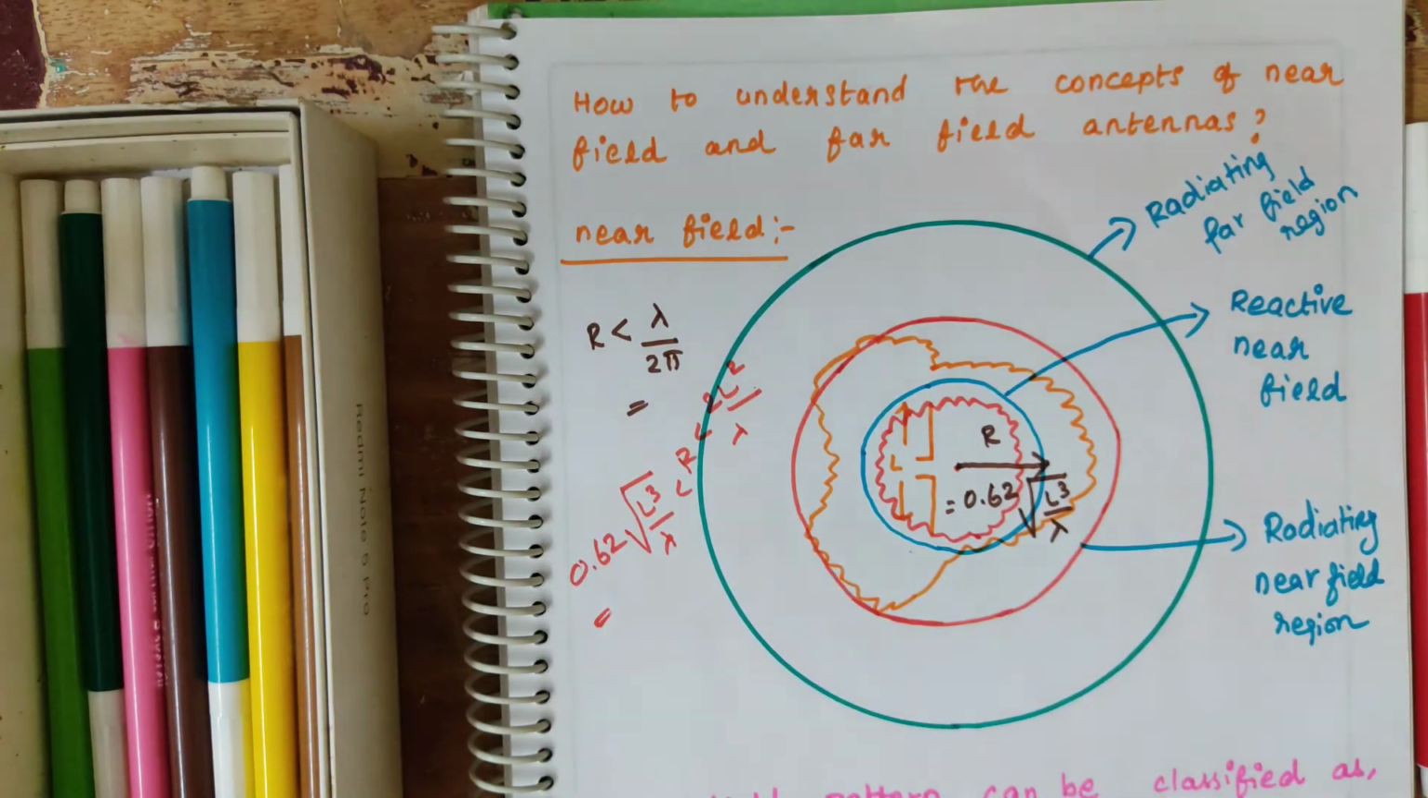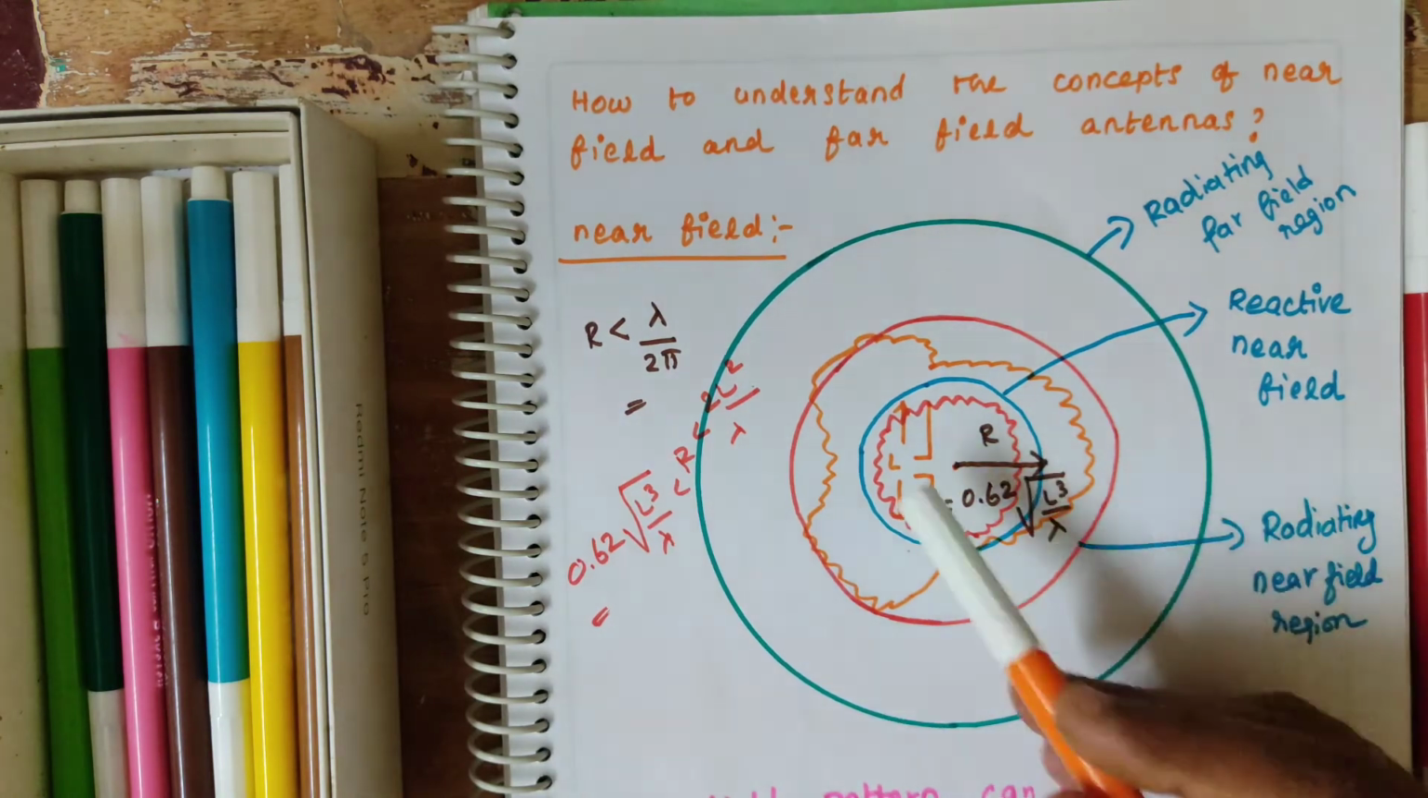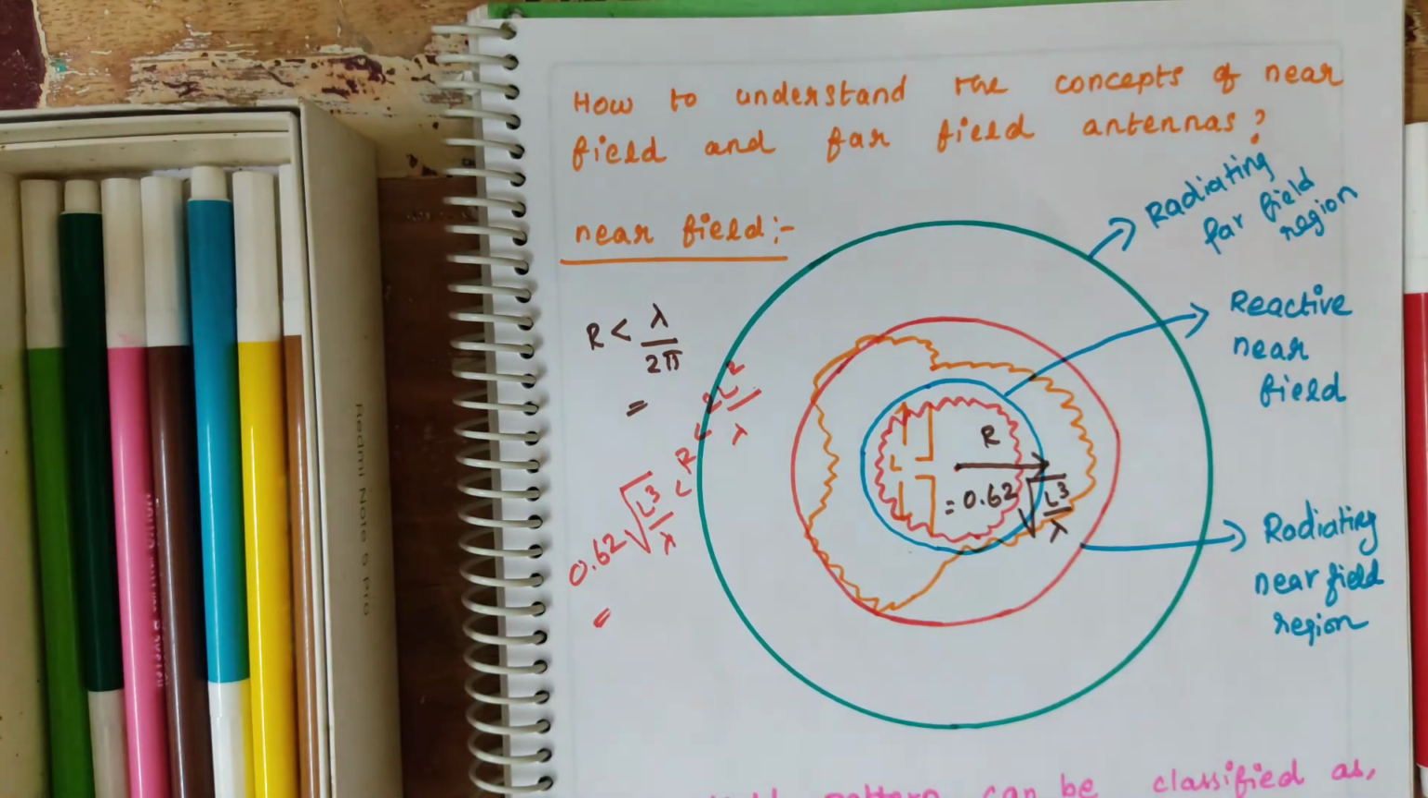The next property: radiation field predominates the reactive field. And next point, the antenna pattern is taking shape but is not yet truly formed, and the radiating wavefront is still starting to curve. These are the properties of the radiating near field antenna.